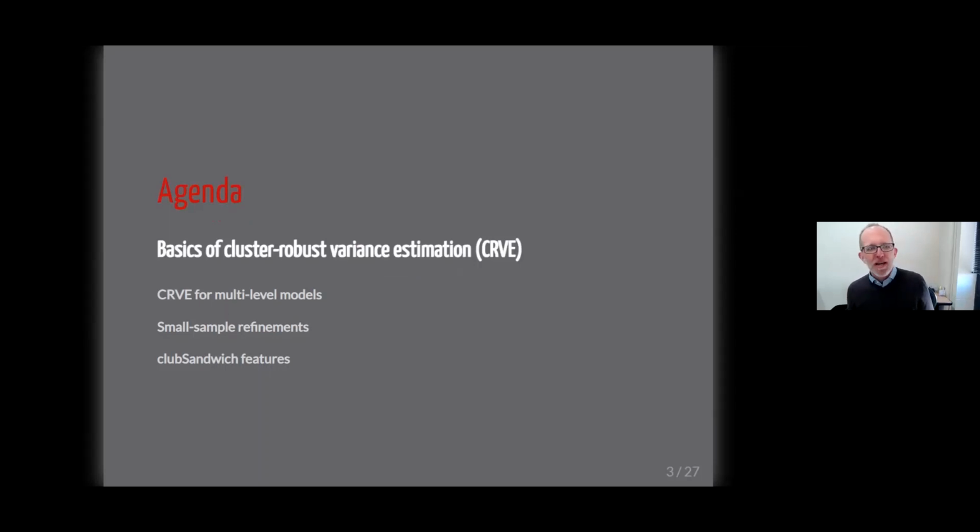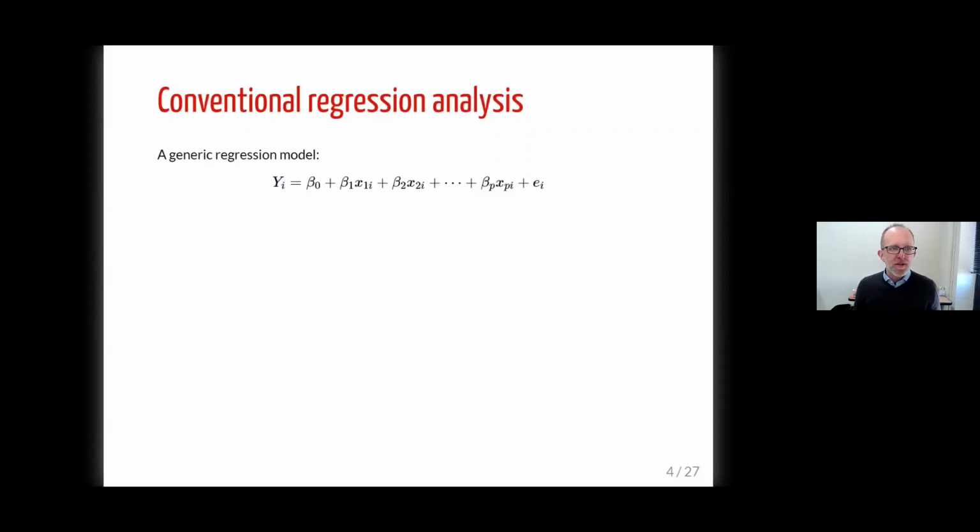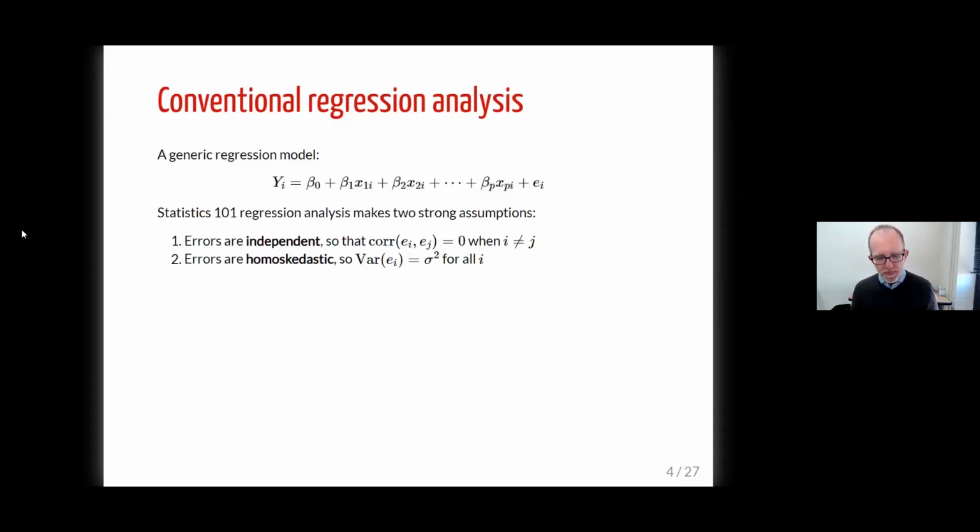Okay, so a little bit on the basics of cluster robust variance estimation. Let's think first about just a generic regression model. So we've got some outcome Y, we're regressing it on some set of predictors, X1, X2, X3, and so on. And then we've got an error term at the end, an e_i. So think back to your statistics 101 course where you first learned about regression, or maybe the first boot camp that you attended where you started to run regressions.